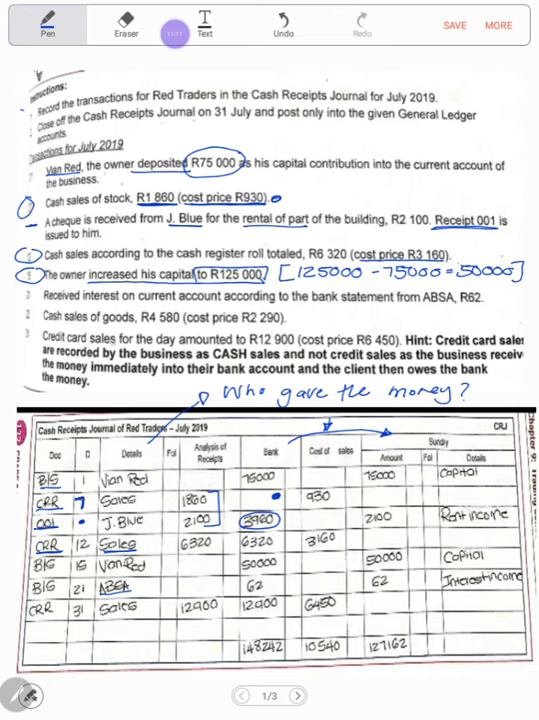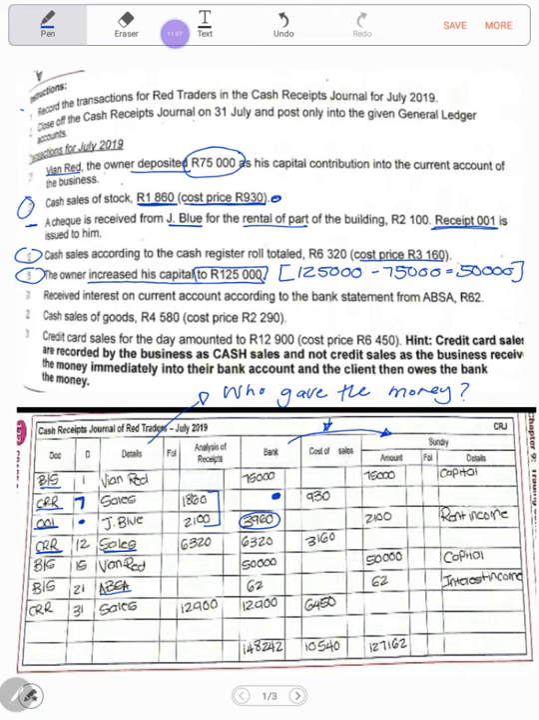Note, credit card sales for the day amounted to 12,900 and the cost price is 6,450. Now, ladies and gentlemen, in big and bold, it says hint. Credit card sales are recorded by the business as cash sales and not credit sales, as the business receives the money immediately into their bank account and the client then owes the money.